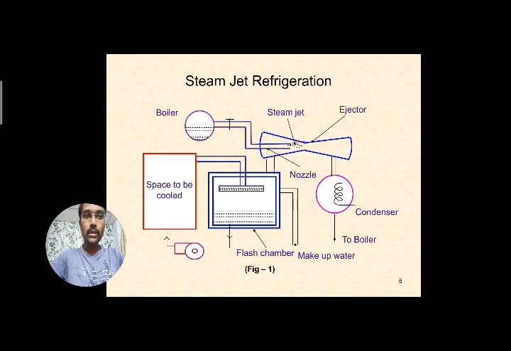We will see what is the importance of that. First we will see the components. The ejector, at one end, is connected to the flash chamber or evaporator. This blue color box here is the flash chamber or evaporator. The exit of the ejector is connected to the condenser. We'll see the importance of all the components.